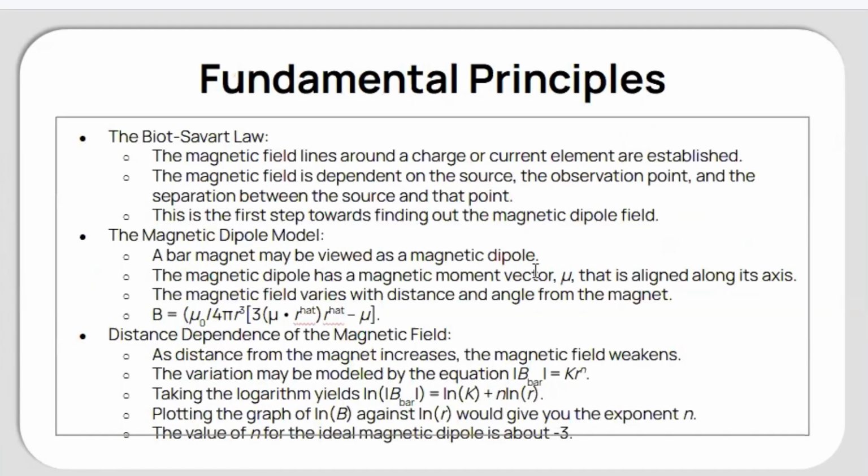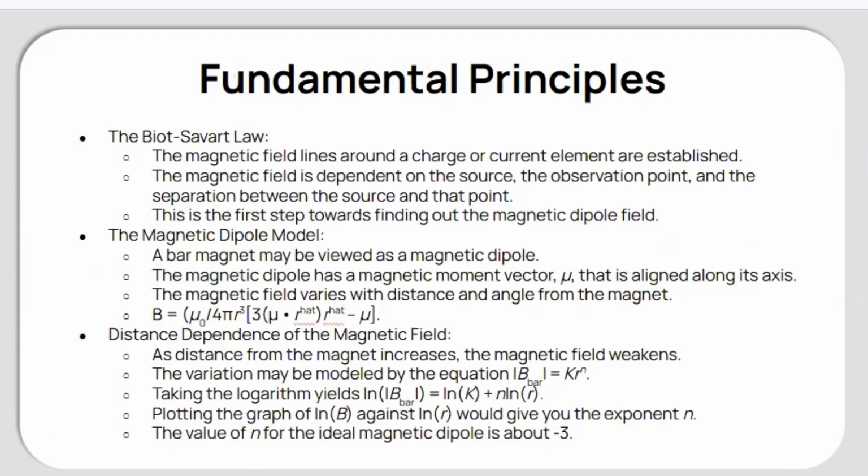So the fundamental principles, the main physics principles in this lab that we used to model the magnetic dipole. Basically, we described how a bar magnet produces a magnetic field in space, and to analyze how it changes with distance, we use relationships like B equals K R to the N, where N describes how quickly the field decreases. And then by plotting natural log of B versus natural log of R, the slope gives us an estimated N, which is expected to be around -3 for an ideal magnetic dipole.